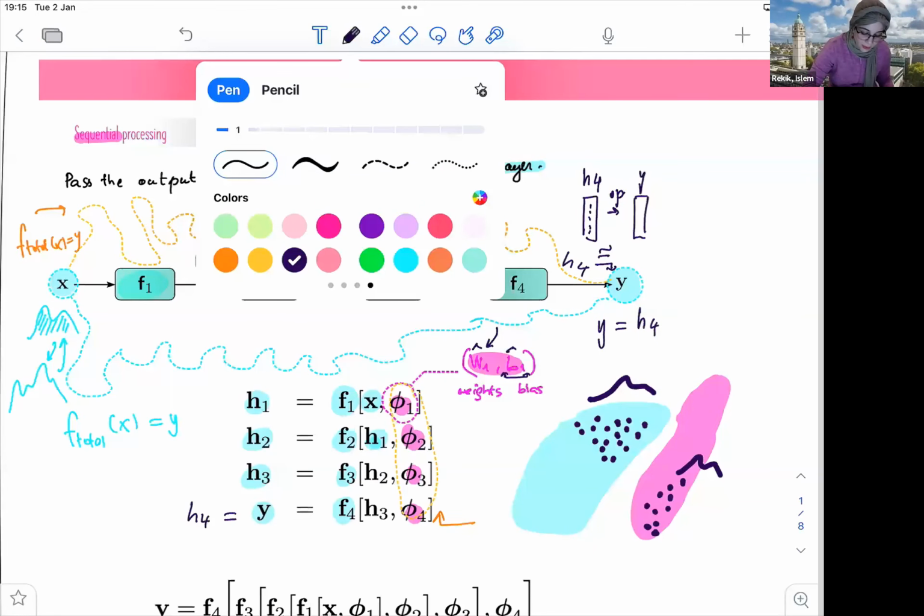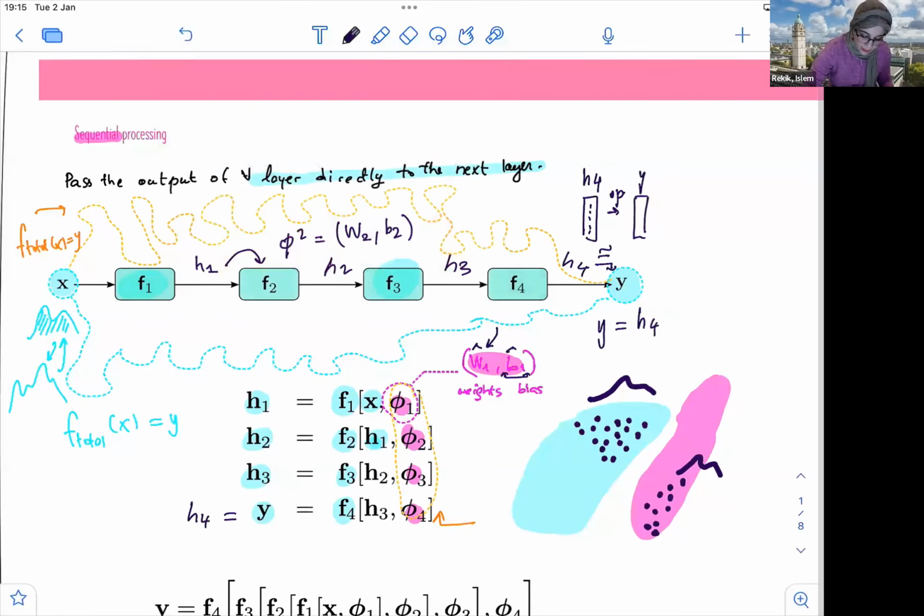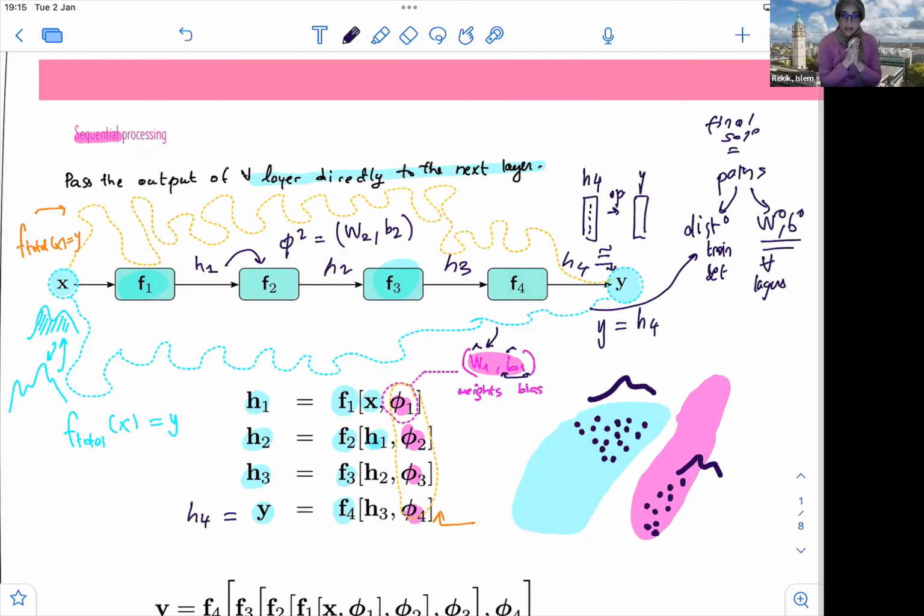So the final solution, the trained network itself, depends on the distribution of the data of the train set, and of course each class, and also on the initialization of the parameters across all layers. Okay, so how are we going to initialize those?